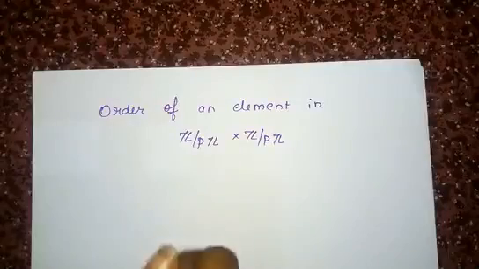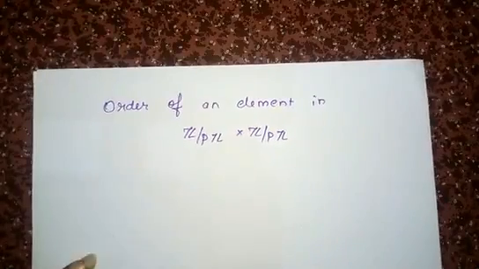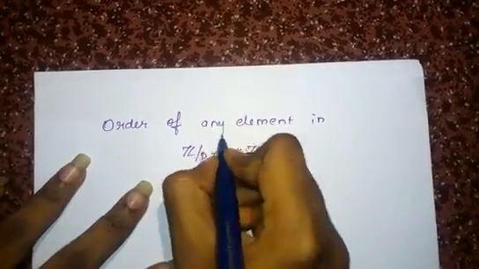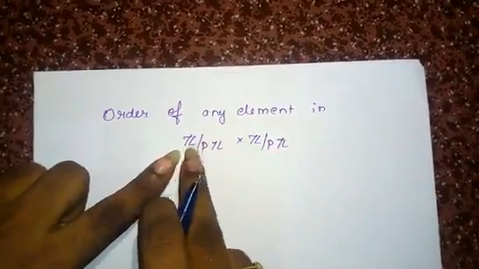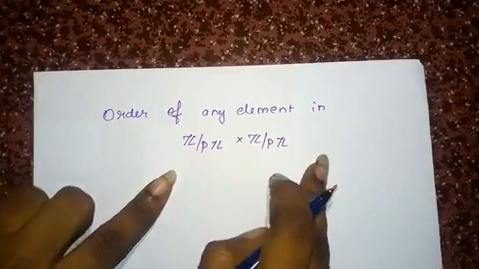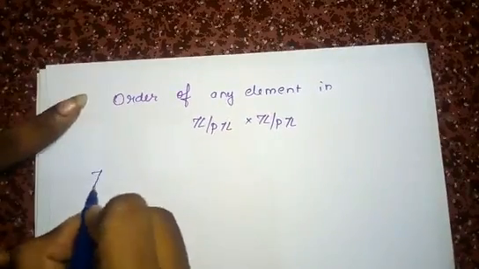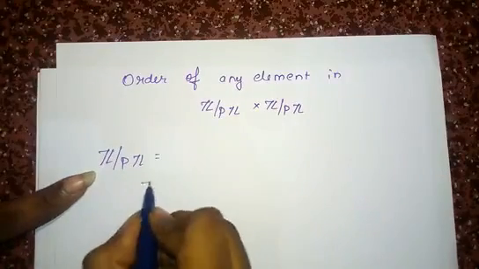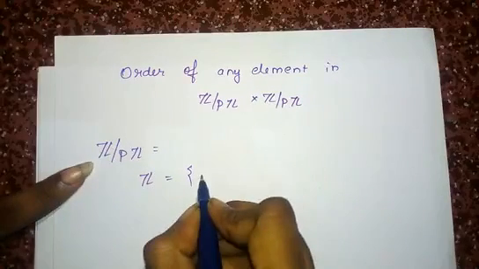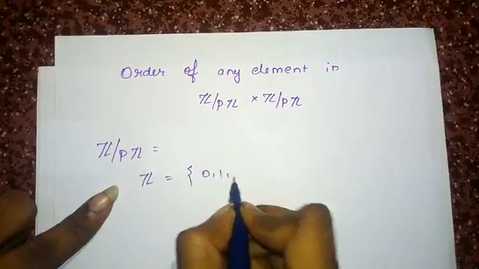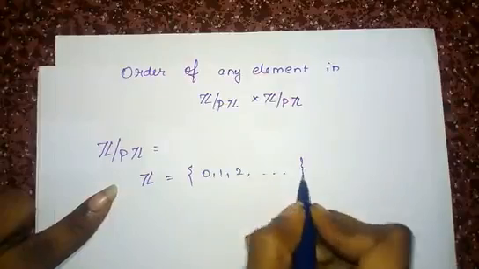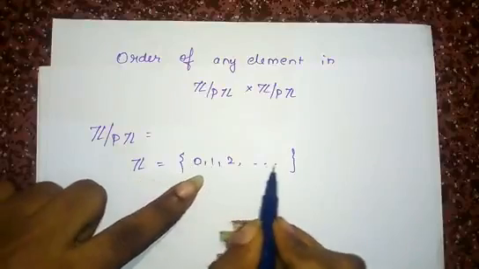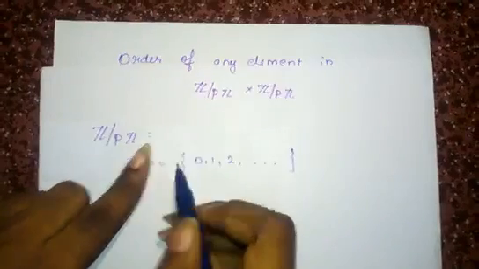Hello friends, in today's lecture we are going to see how to find the order of any element in Z modulo PZ cross Z modulo PZ. First of all, we'll see how the elements of Z modulo PZ look. For that, Z consists of elements 0, 1, 2, and it goes on. For Z modulo PZ, I am going to divide each and every number by P and write the remainder.